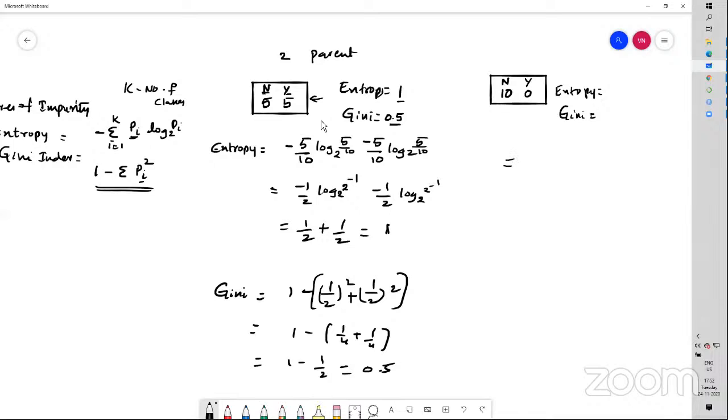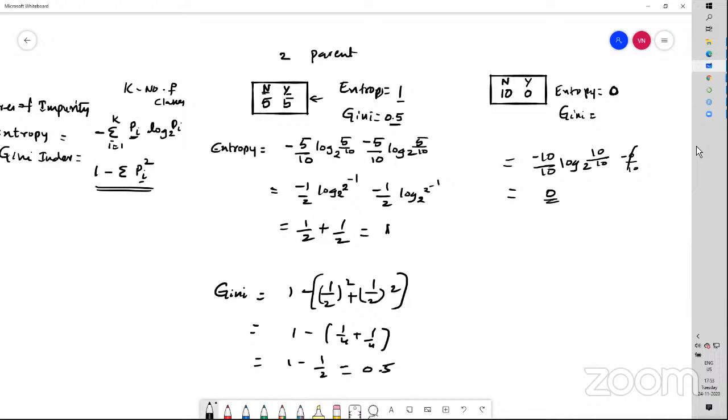So the entropy here is minus 10 by 10 log of 10 by 10 to the base 2. And the other one is minus 0 by 10, so I don't need to even write it. Log 10 to the base 10 is 1. Log 1 to any base is 0. So entropy is 0. So for a perfectly pure node, entropy would be 0.